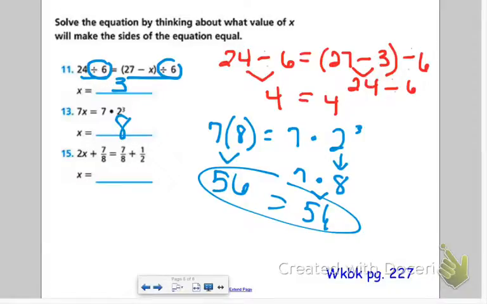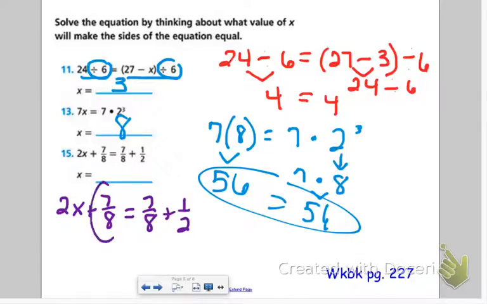Let's do one more. Let's try the 2x plus 7/8 equals 7/8 plus 1/2. Do you notice how the 7/8 are already the same? The part that's different is the 2x on the left and the 1/2 on the right. So you'd have to think to yourself, hey, 2 times what number equals 1/2? Well, hopefully you recognize, if it helps, think of it in terms of money. 2 times what gives you 50 cents? Because half of $1 is 50 cents, right? 1/2 could be represented by 50 cents.